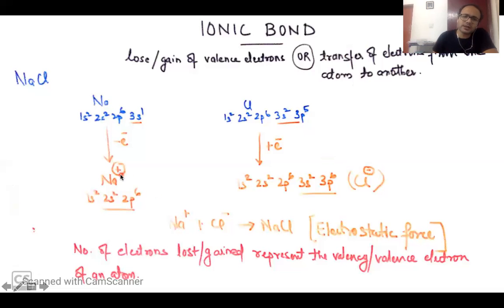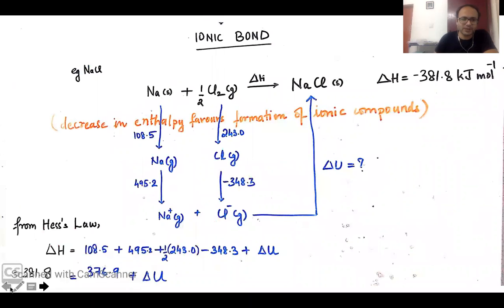So one of the atoms loses, another atom gains. As a result, oppositely charged ions are formed, and the electrostatic attraction between these ions is what leads to the formation of the sodium chloride compound. This electrostatic force that holds these particular ions in the solid state is what is referred to as your ionic bond.